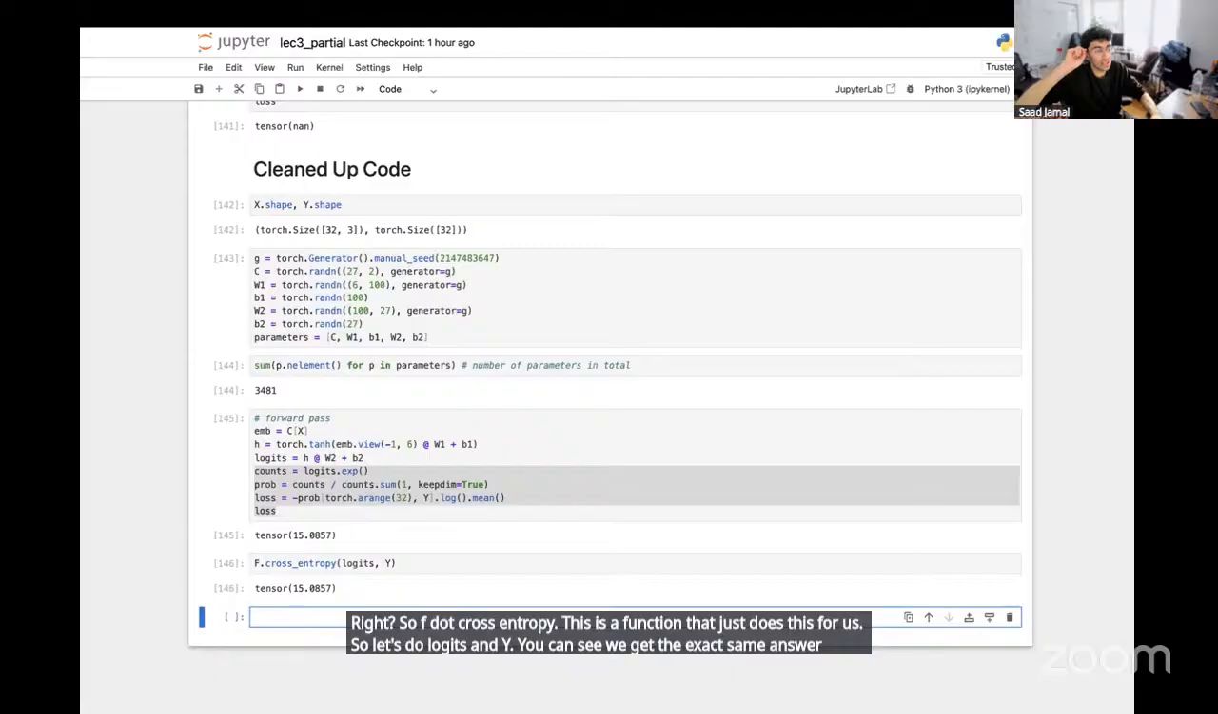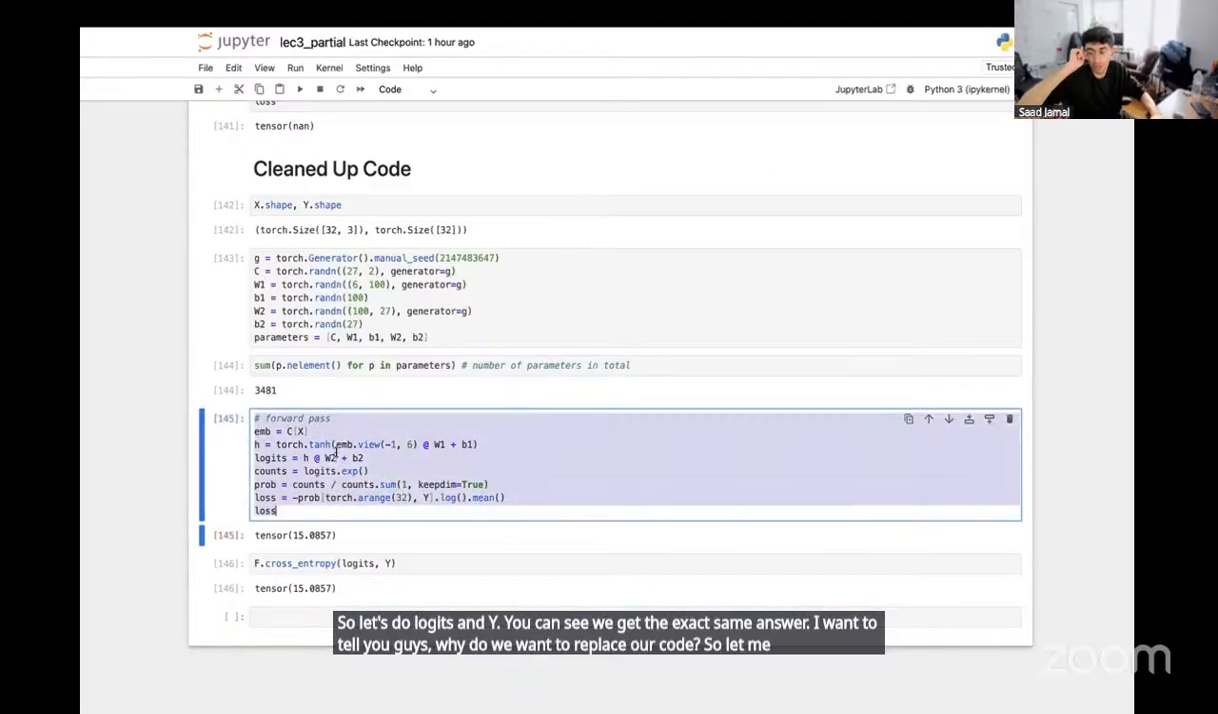I want to tell you guys, why do we want to replace our code? So let me grab this same code here.